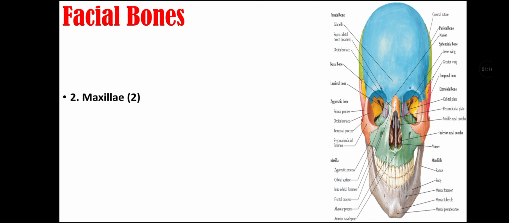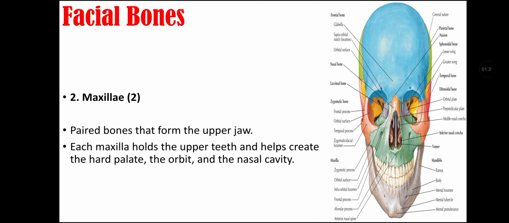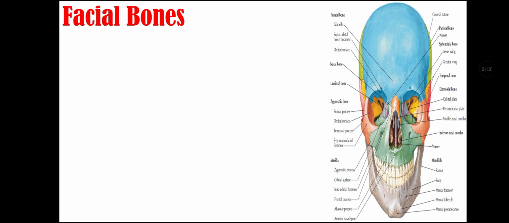Second facial bone we have is maxilla. Here you can see the green color bone that is holding up the upper teeth is the maxilla. It is a paired bone, that means there will be two maxilla in every skull. They are paired bones that form the upper jaw. Each maxilla holds the upper teeth and helps create the hard palate, the orbit and the nasal cavity.